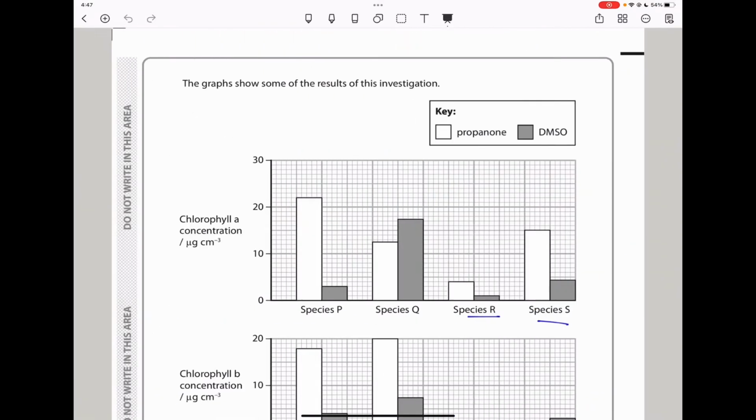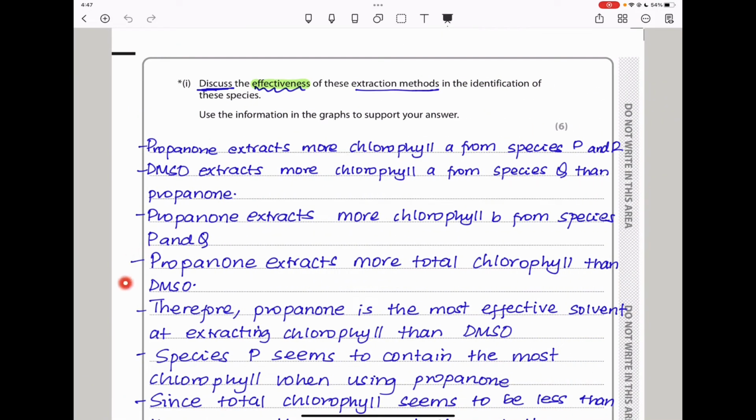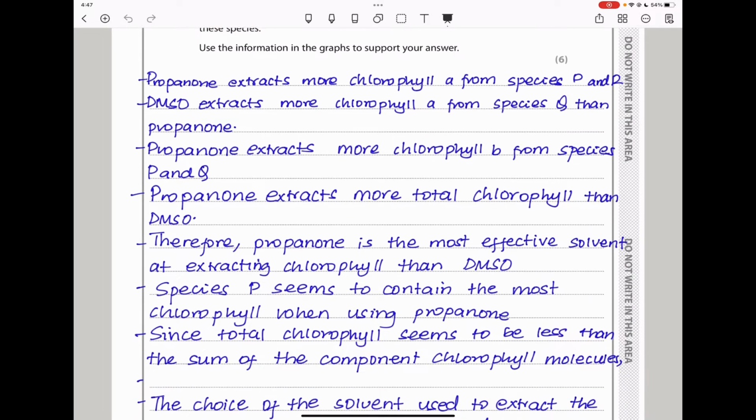I want to take you back. Look at propanone. For total chlorophyll, we can see it extracts more total chlorophyll in all species than DMSO did. So you can see this DMSO is less than that, is less than that, is less than that, and that is less than that. So the total chlorophyll extracted from all species using propanone is higher than that extracted using DMSO. The point I made here is referring to the final graph we saw on the previous page. So the next part I say, therefore, propanone is the most effective solvent at extracting chlorophyll than DMSO.